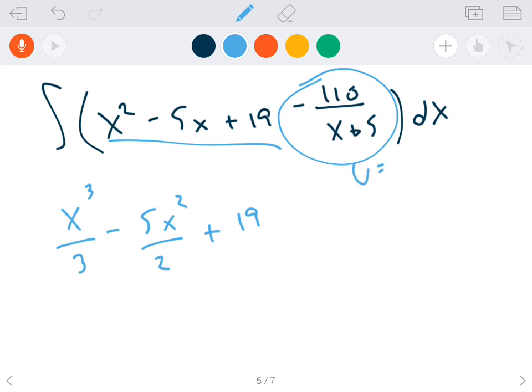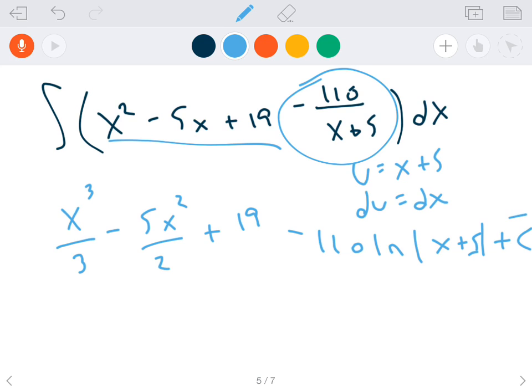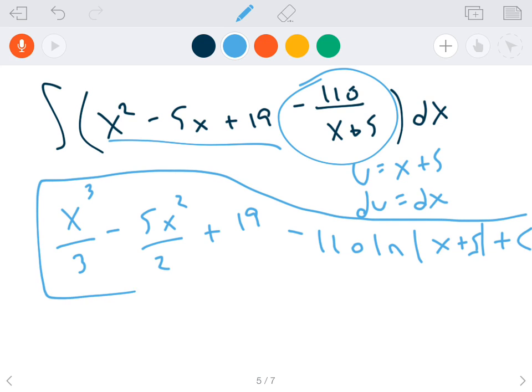If I set u equal to x plus 5, nothing changes, right? du is just equal to dx. And so I can say that this is minus 115 natural log of the absolute value of x plus 5. Don't forget your plus c. And that, long and gross as it is, is my answer. Let's do one more.